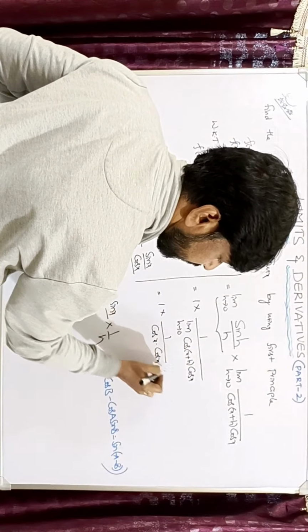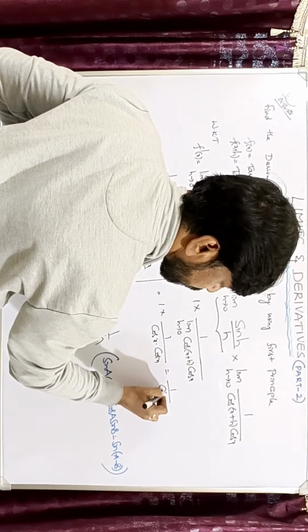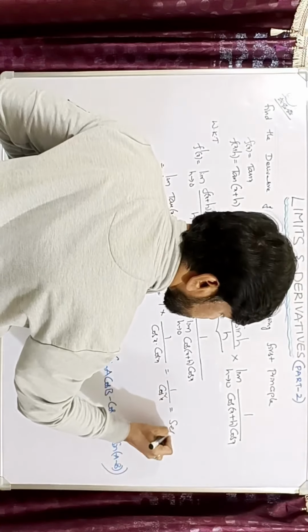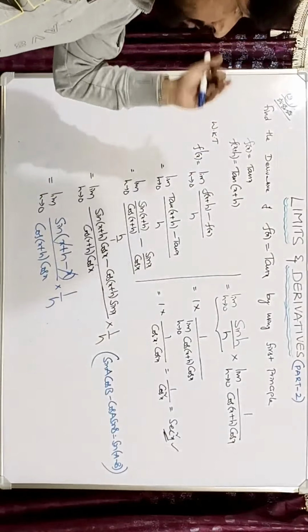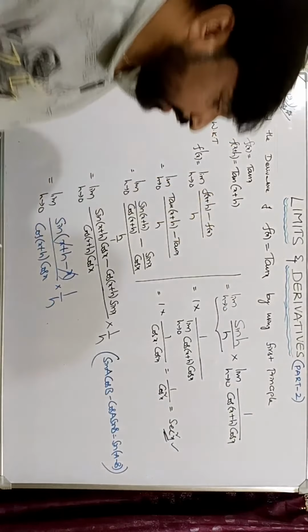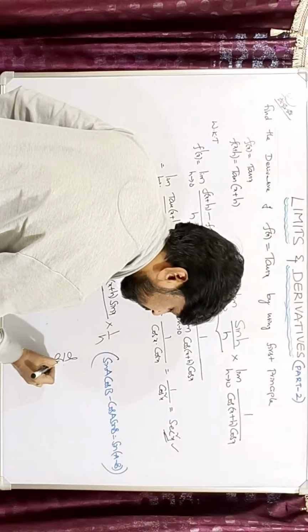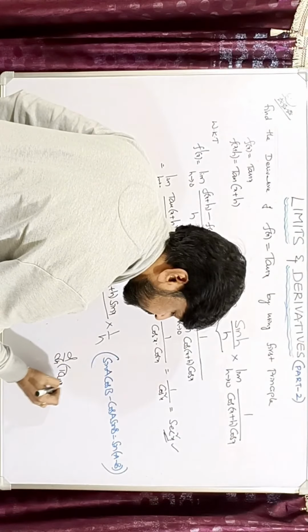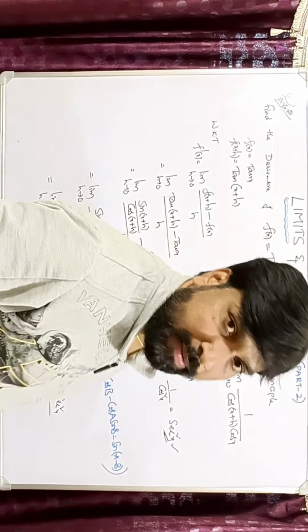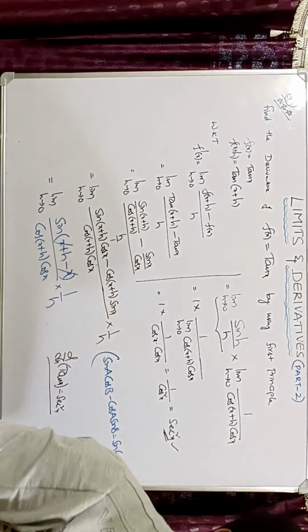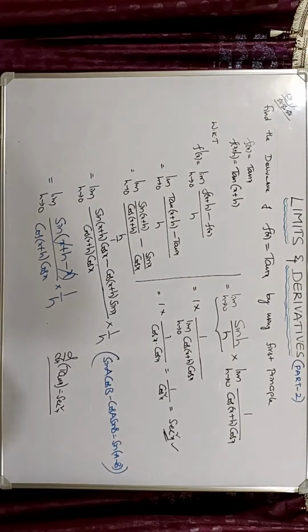Already cos x is there. So 1 by cos x into cos x, cos square x. 1 by cos square x is nothing but secant square x. So d by dx of tan x, already I gave the formula. d by dx of tan x is secant square x. This is the formula, which is the most important.